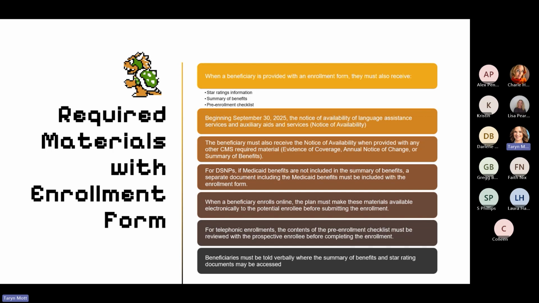For DSNPs, if Medicaid benefits are not included in the summary of benefits, a separate document including the Medicaid benefits must be included with the enrollment form. So specifically what that's talking about is when what I call a core plan, a non-DSNP or special needs plan, coordinates with Medicaid in some areas.